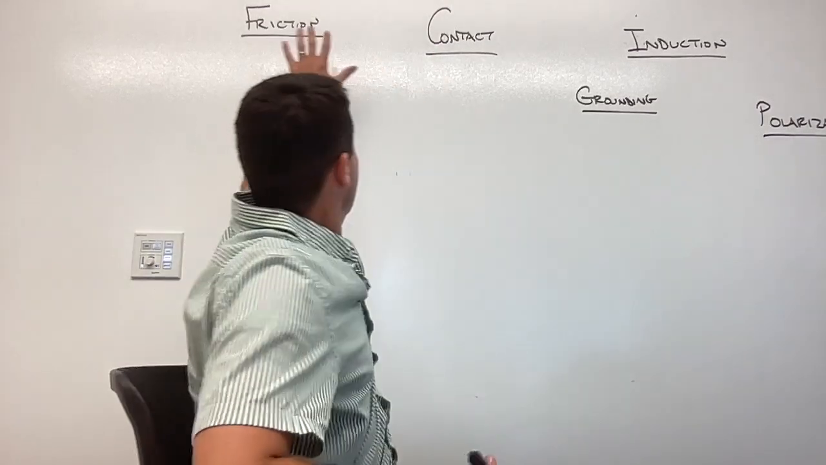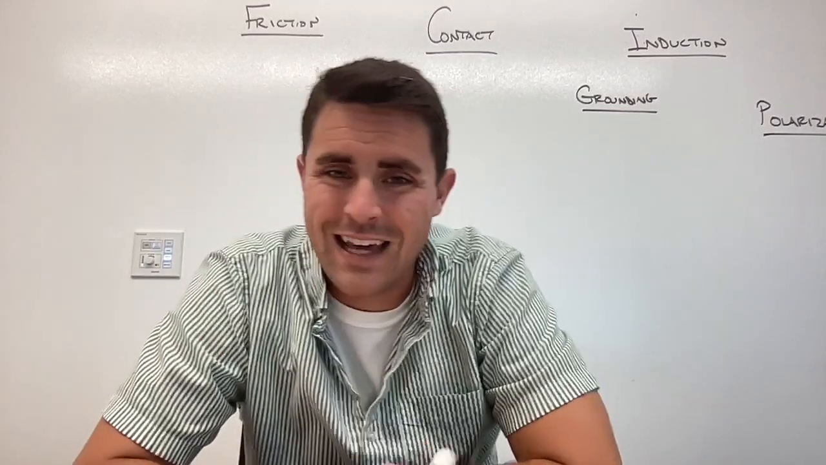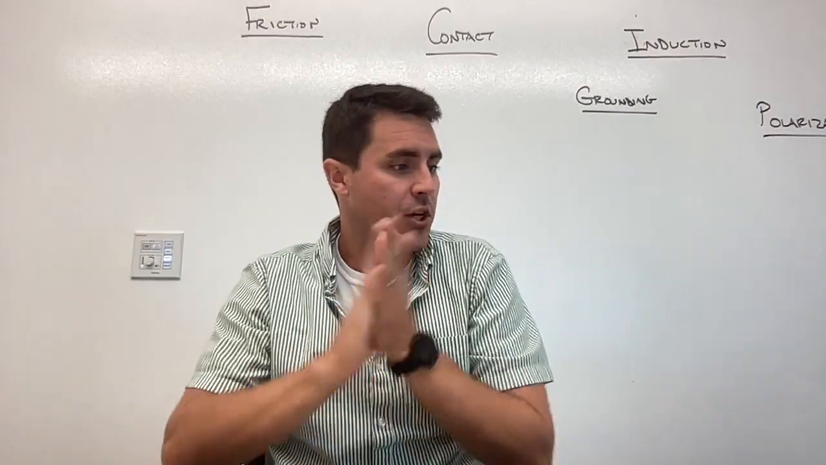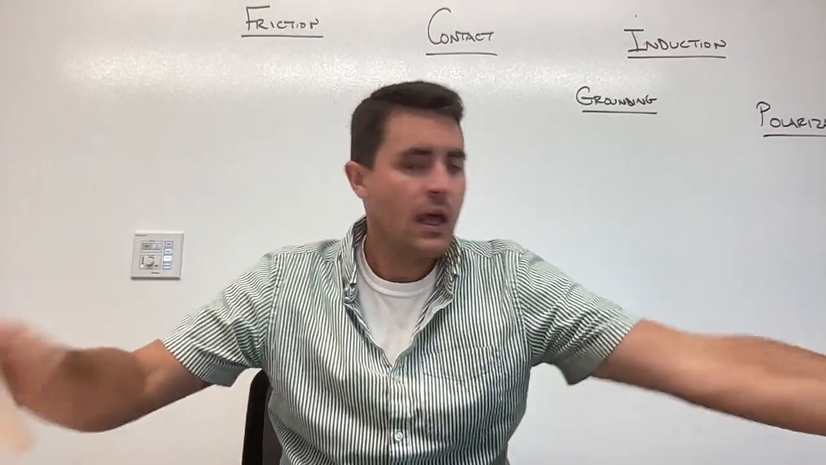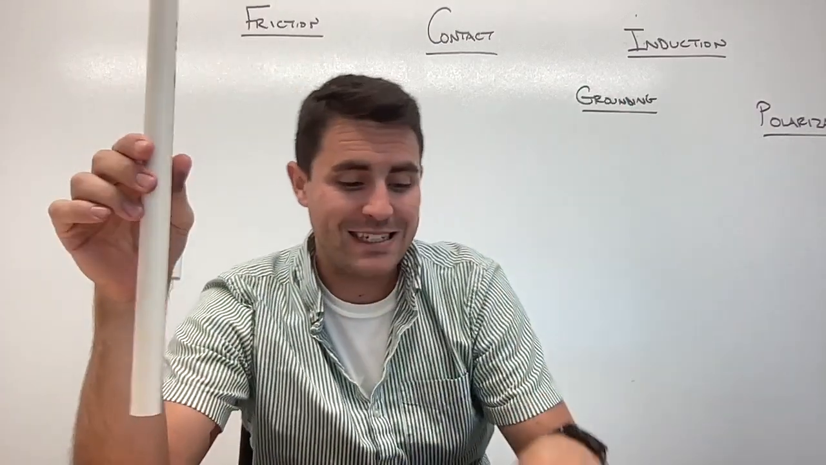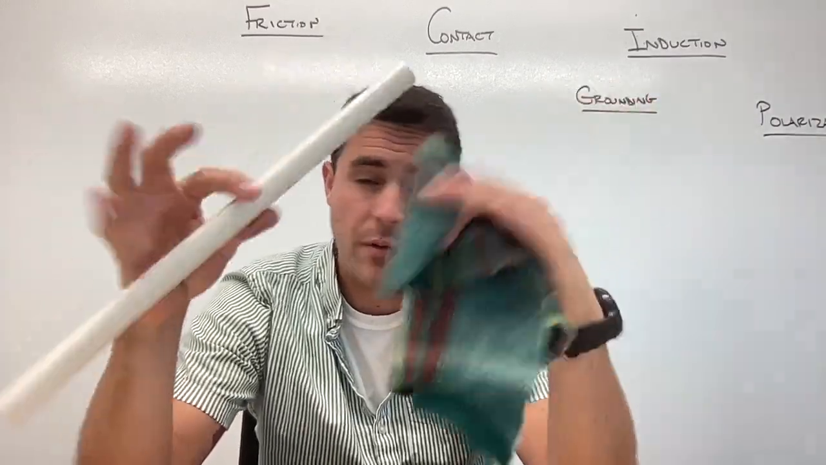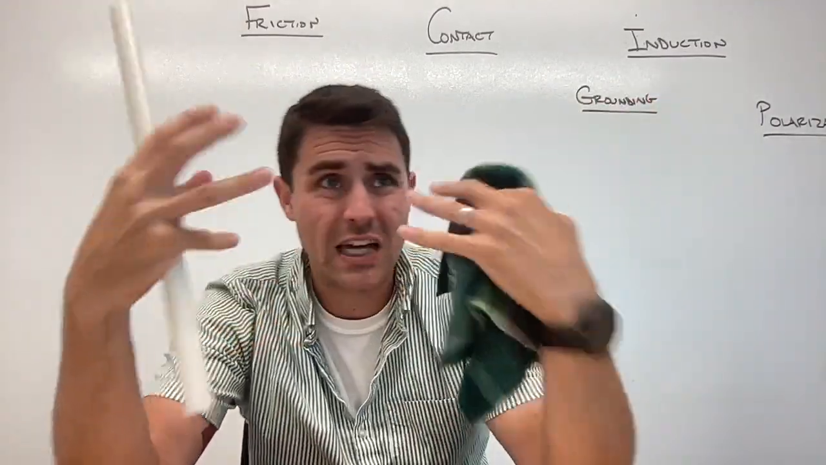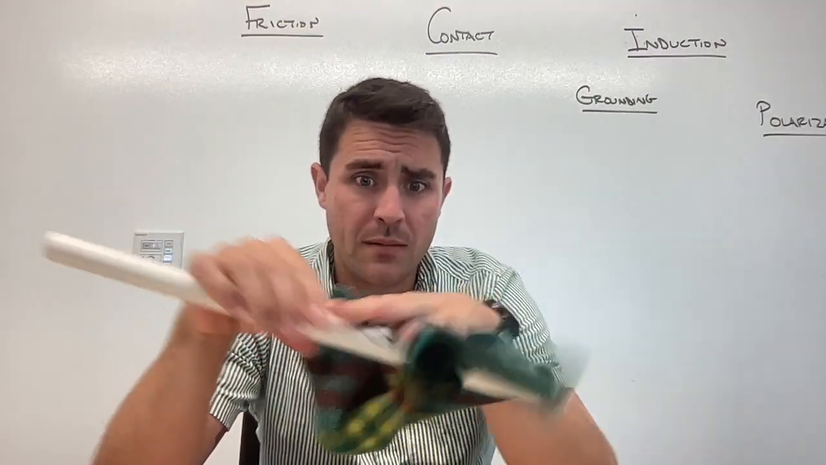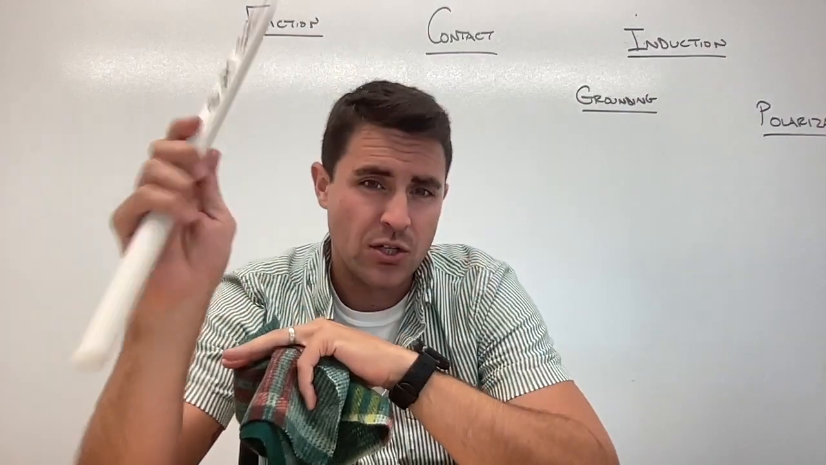So friction, contact, induction, and then for induction, there are 2 kinds: induction by grounding and induction with polarization. Let's start with friction. I've got an example for you. With friction, I'm going to take 2 objects that have different properties and rub them together, like the balloon in your hair example. This is wool and PVC. If I rub them together, I'm going to transfer electrons from one object to the next.